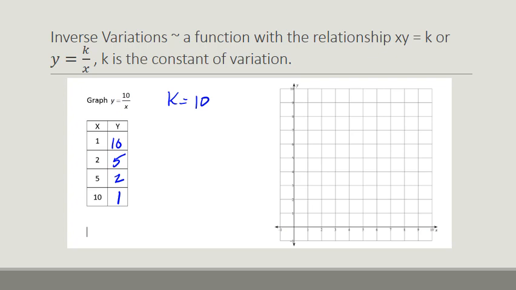Okay, so if I graph my points, 1, 10, 2, 5, 5, 2, and 10, 1, I've got this little curve here. All right, I didn't draw that very well. So notice this is my inverse variation.